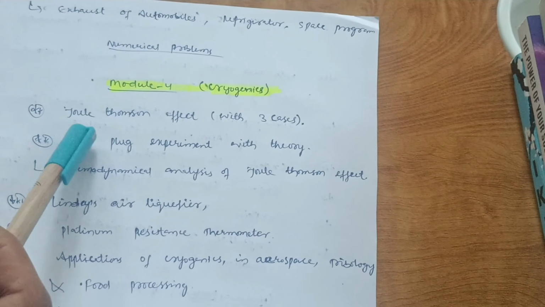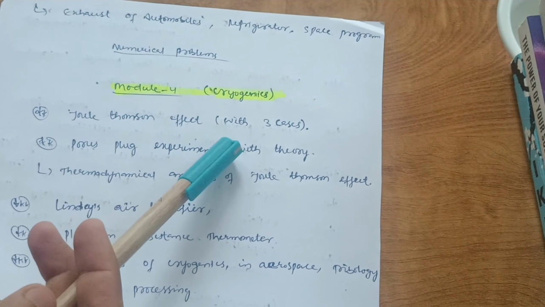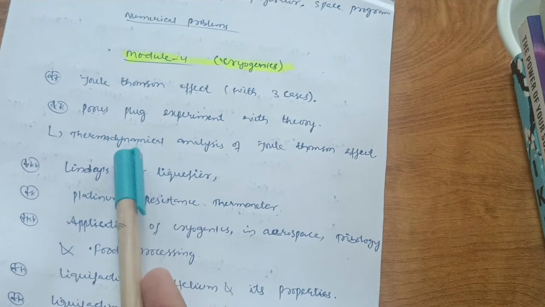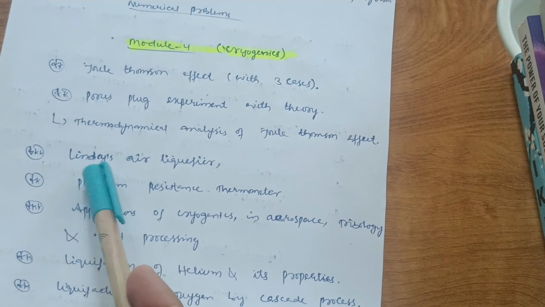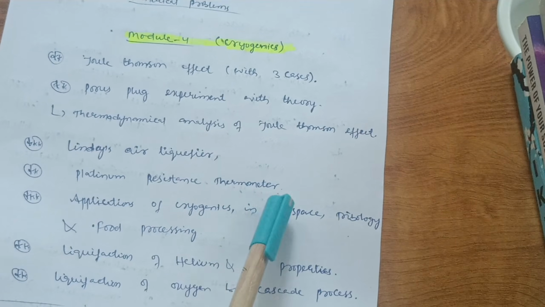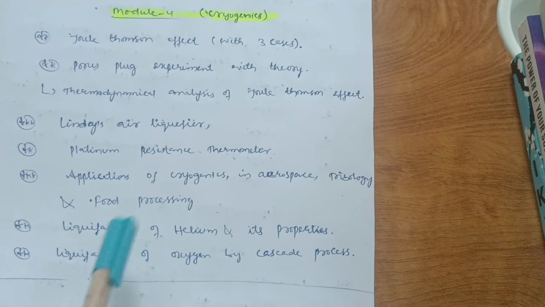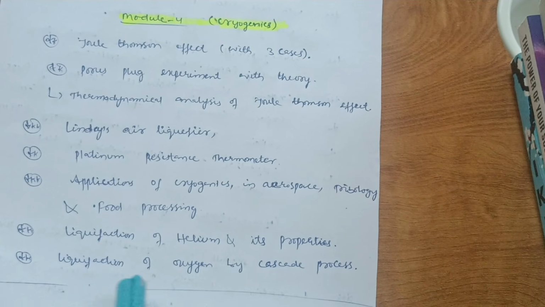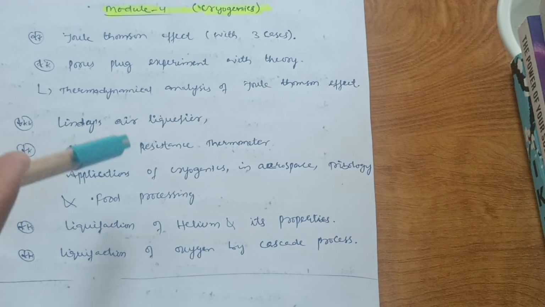The first question, which is the most important one, is the Joule-Thomson effect with 3 cases, and porous plug experiment with theory. Next one is the thermodynamical analysis of Joule-Thomson effect, then Linde's air liquefier, platinum resistance thermometer, and applications of cryogenics in aerospace, tribology and food processing, liquefaction of helium and its properties, liquefaction of oxygen by cascade process. So this is enough content in module 4.